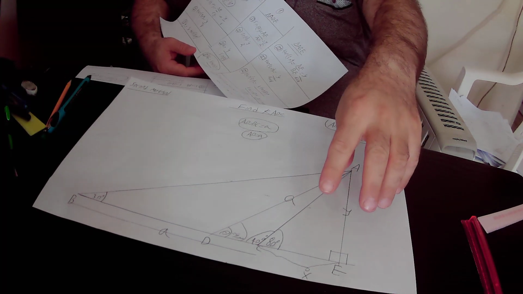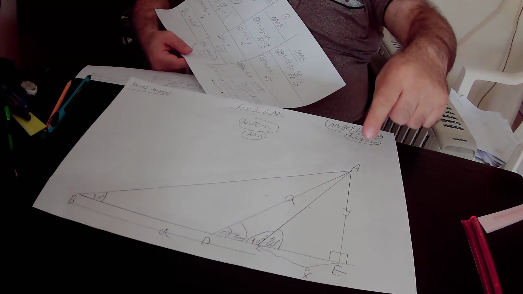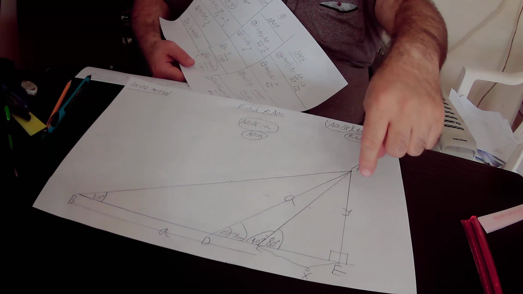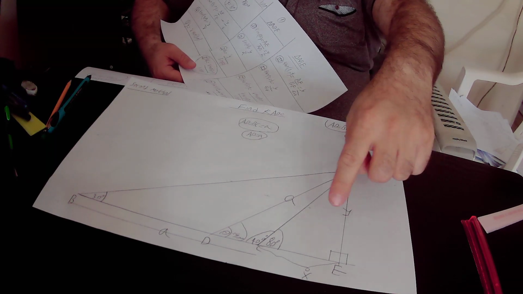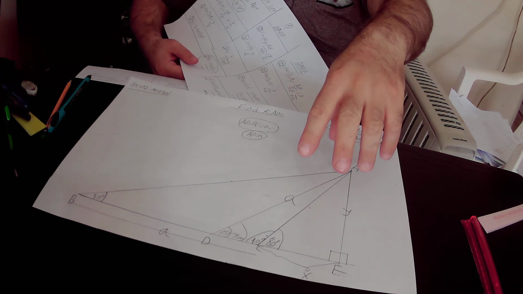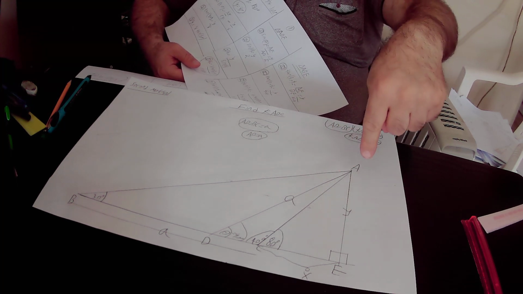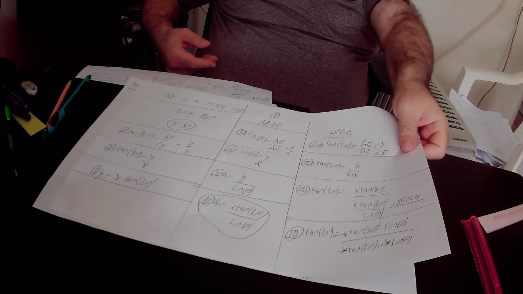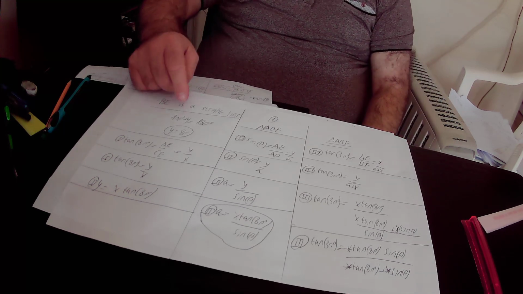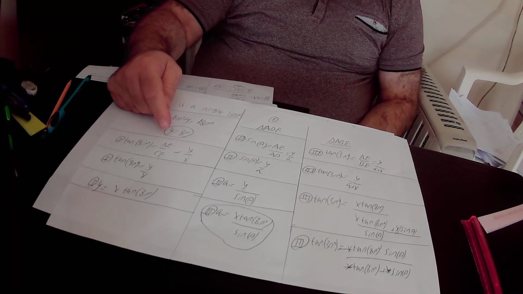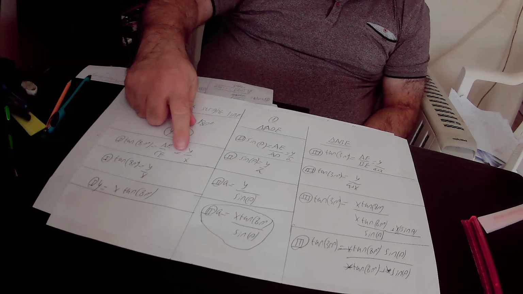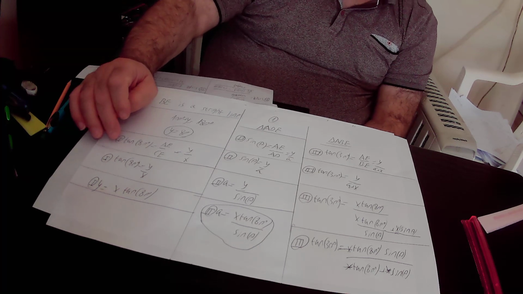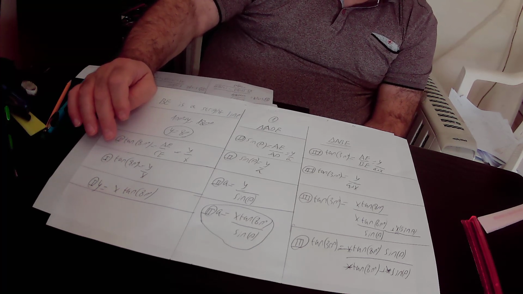Then we focus on the right triangle, triangle ACE. Before that, we define side AE as Y and side CE as X. In the right triangle ACE, tan 80 degrees equals AE over CE. AE equals Y and CE equals X according to our definition. Therefore, we found out that tan 80 degrees equals Y over X.